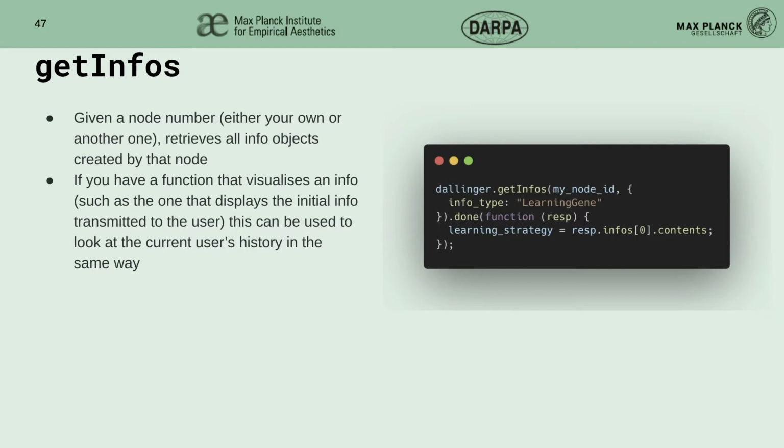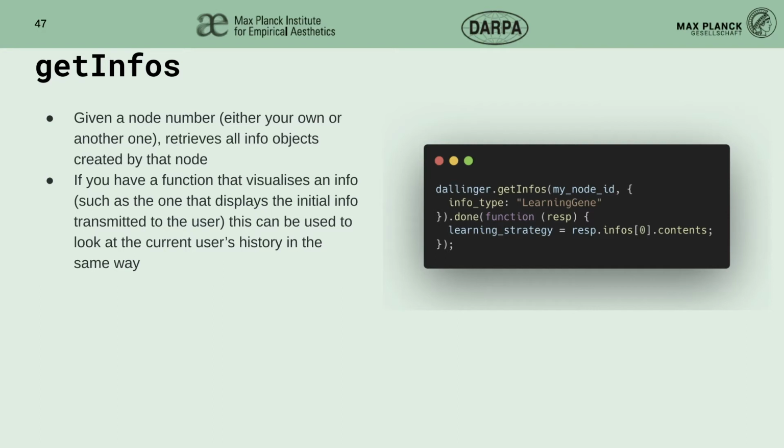This is not something that is used in pretty much any of the demos in any meaningful way. But if you do need to get a previous info or an info from another participant, you can encode that in the logic of your experiment and use this function to get it.